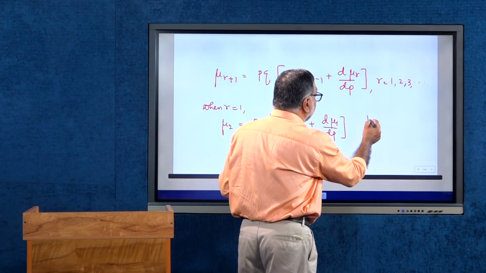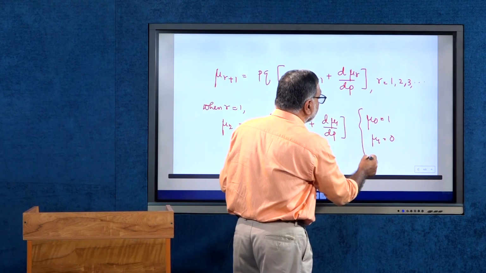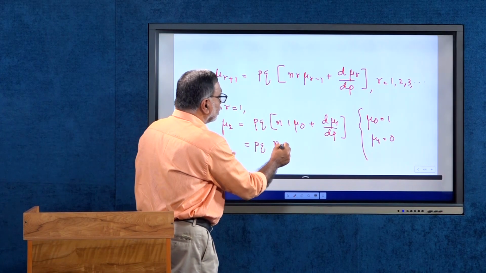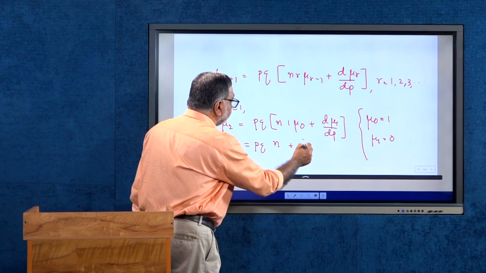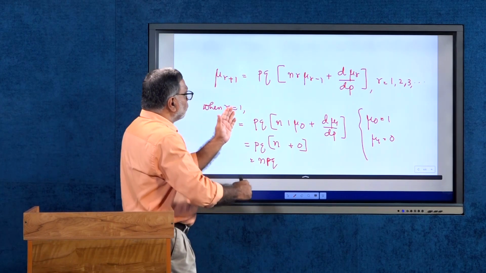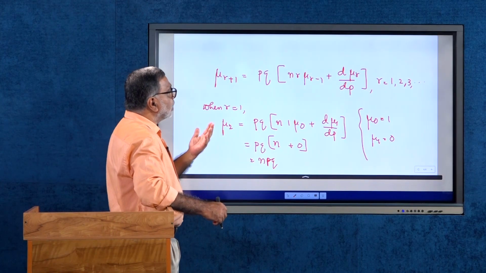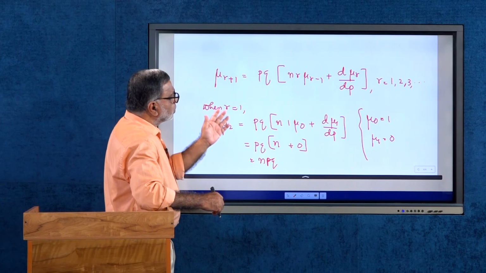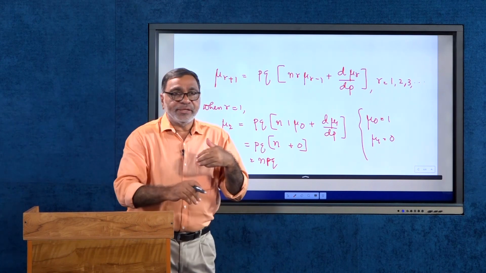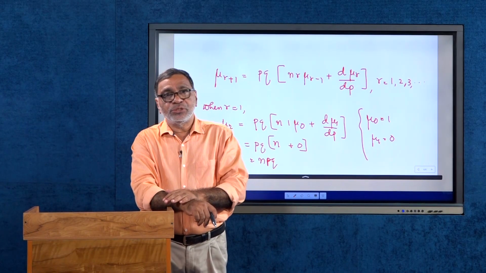And we know for a random variable mu 0 is equal to 1 and mu 1 is equal to 0. So, substituting this becomes pq n and the remaining is 0, or that is npq. So, when r is equal to 1, we have mu 2. Similarly, when r is equal to 2, we can find mu 3, r is equal to 3, we can find mu 4, etc.